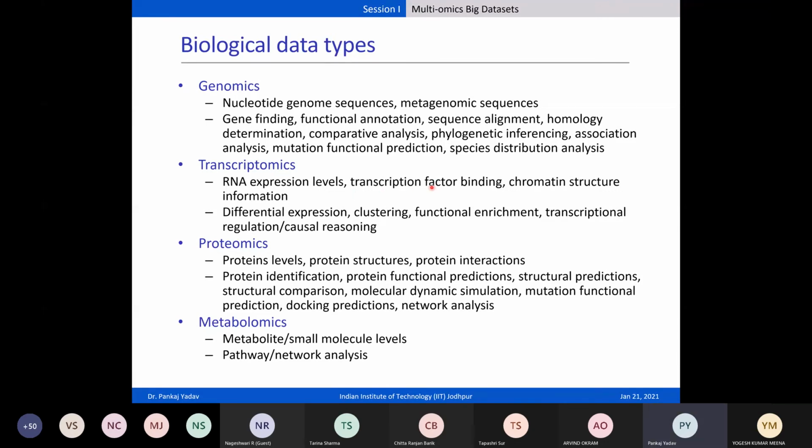So it can be transcription factor binding data, or it can be chromatin structure information. These are different types of data that you can have under this category. And what kind of analysis or what kind of studies can we perform on this kind of data, right? So one can perform a differential expression analysis. Compare two conditions, let's say day and night: which genes are expressed in the daytime and which genes are expressed in the night time. So this is one type of study that can be performed.